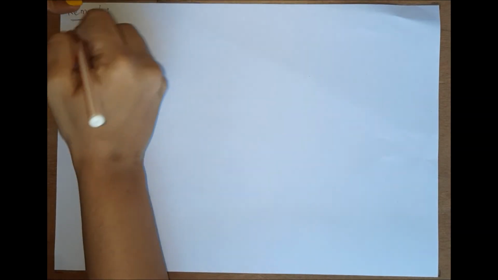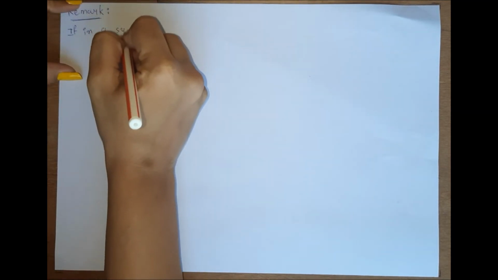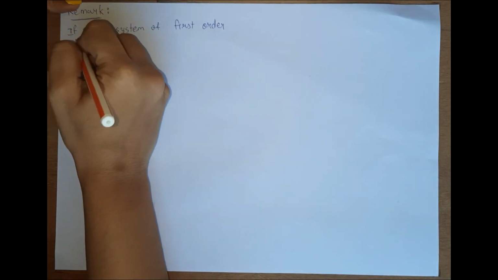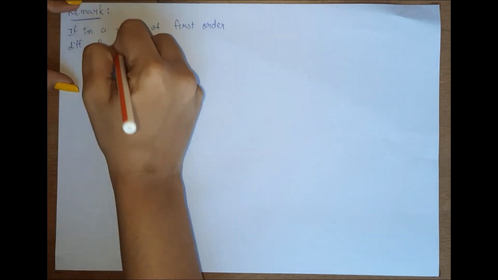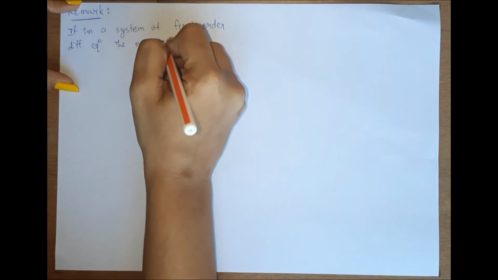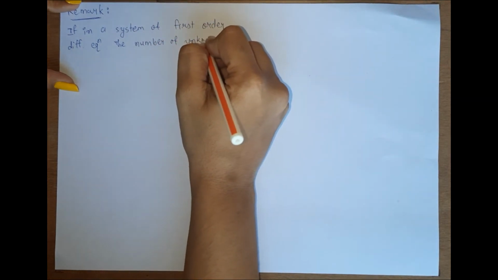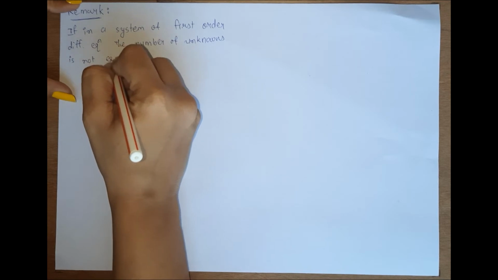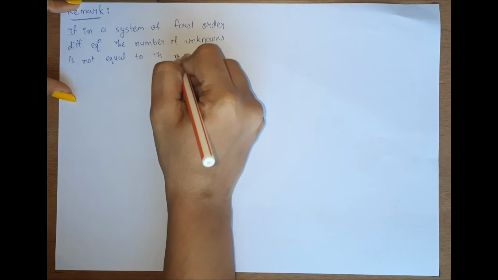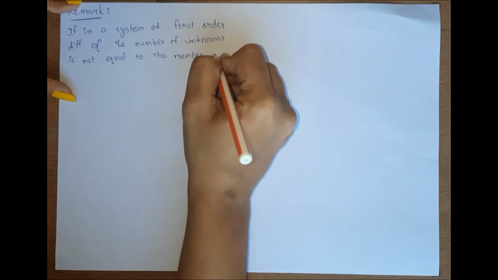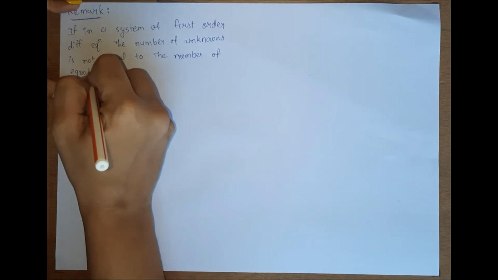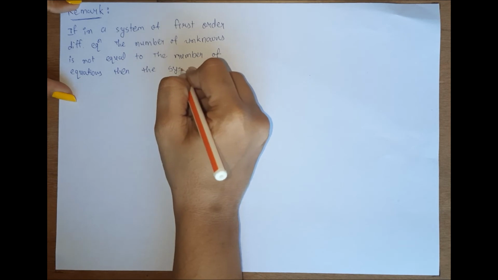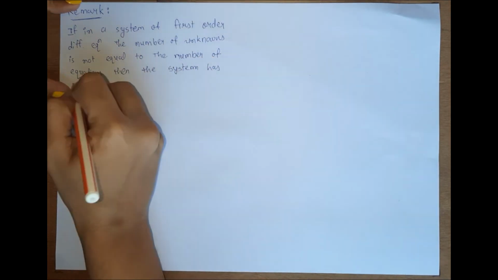So let us see that if in a system of first order linear differential equations, the number of unknowns is not equal to the number of equations, then the system has no unique solution.